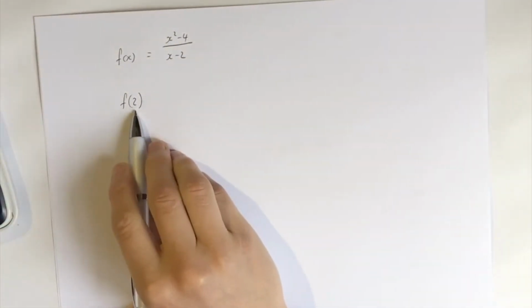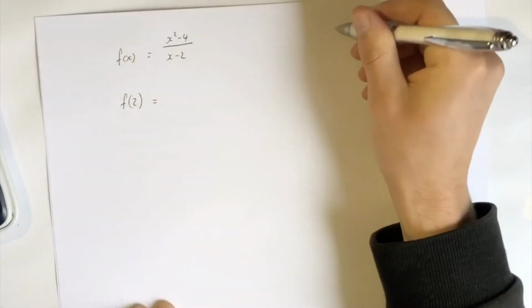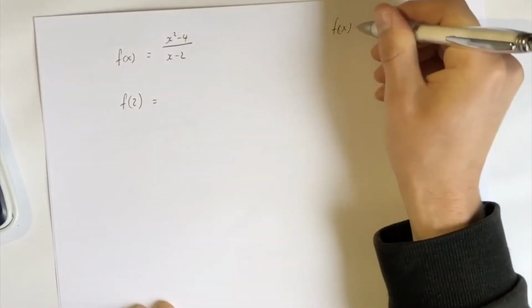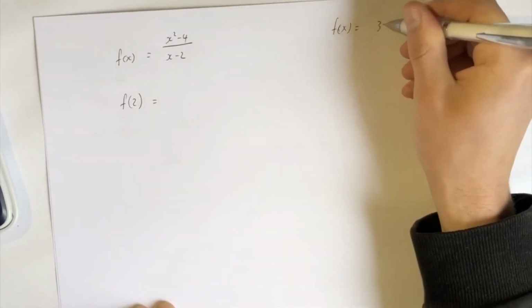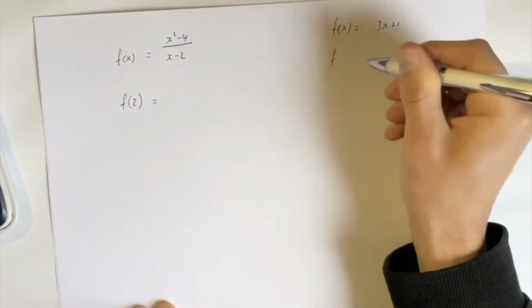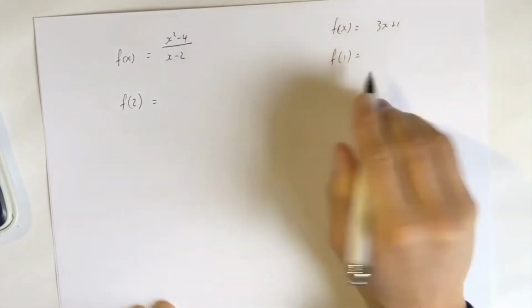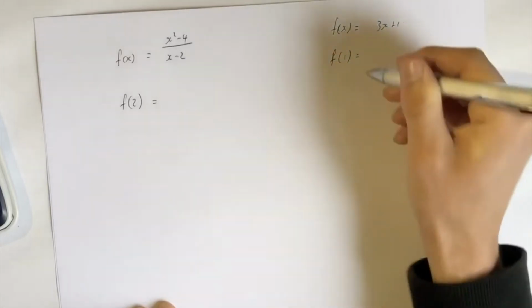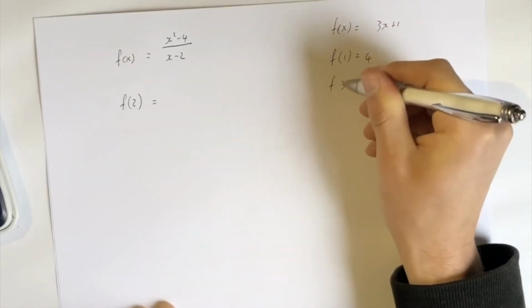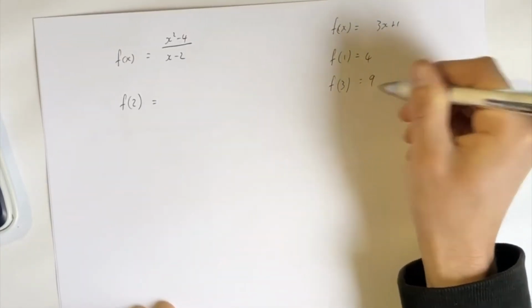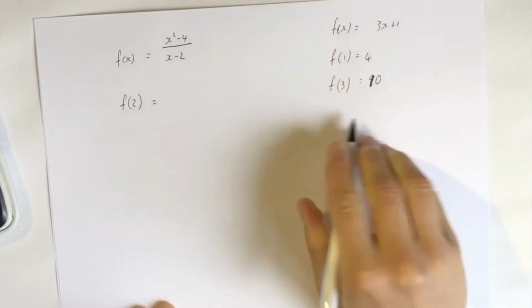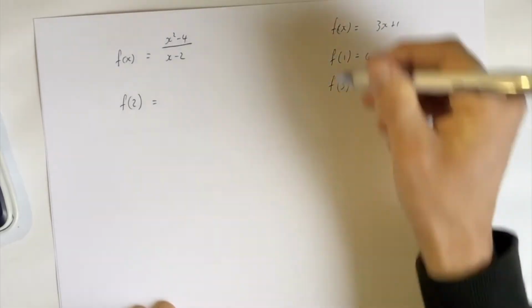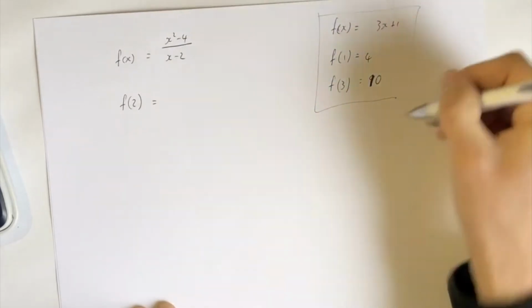So I might just do a wee aside. If I had a function, say f of x equals 3x plus 1, then I could say f of 1 and then tell you what that is. So f of 1 would be 4, f of 3 would be 10, and so on. That's how we write that notation.